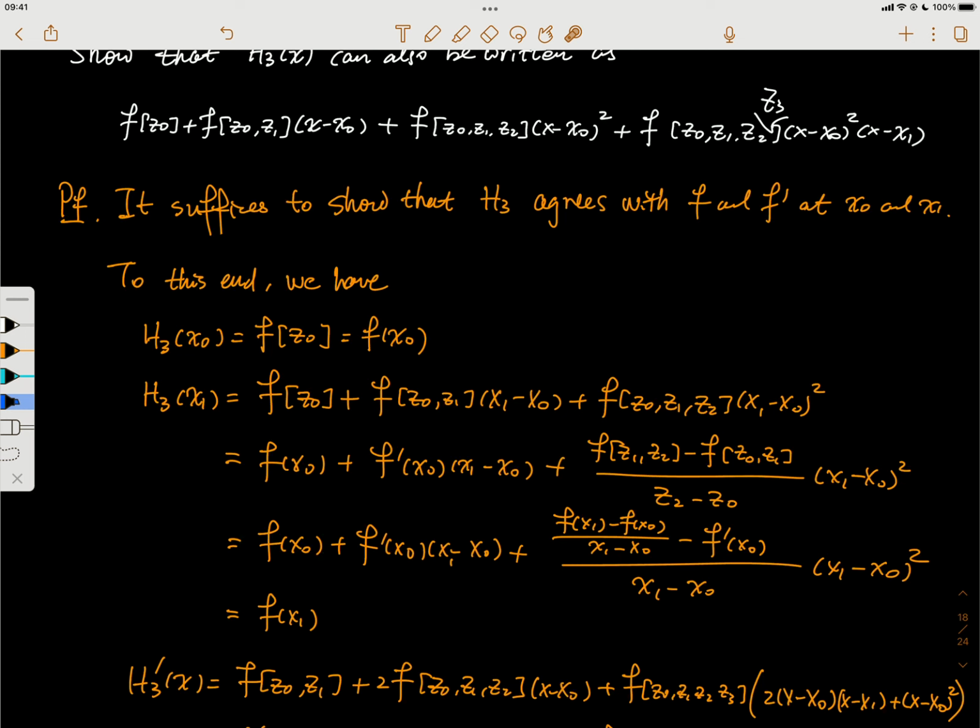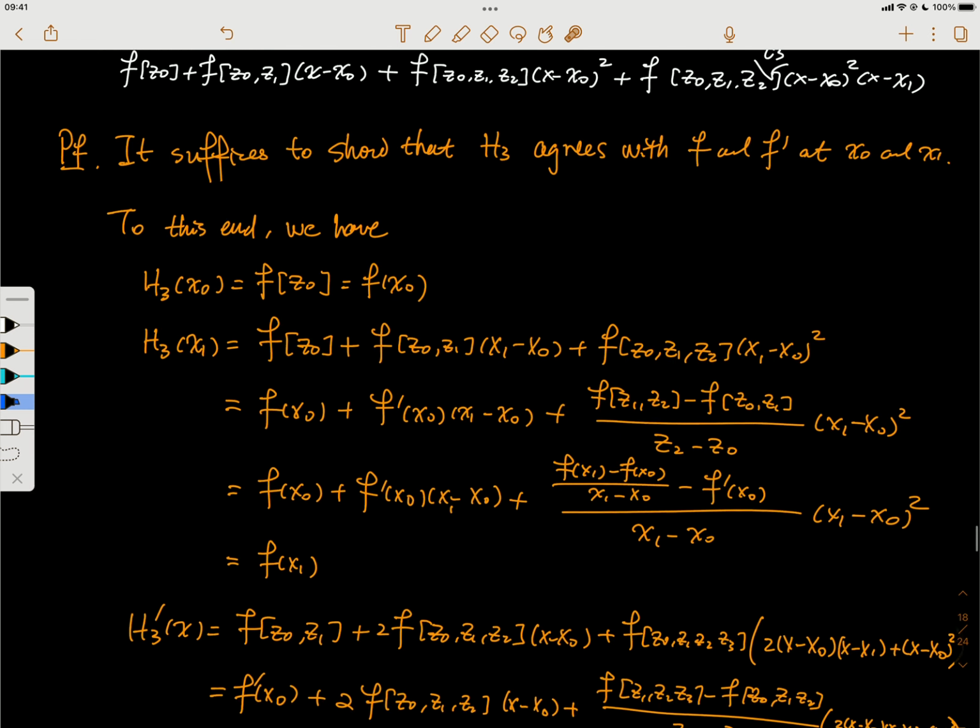And then we look at this part and this part, and you can see that they cancel. So that's why I only have f of x1 left. So this verifies that H3 actually agrees with the function value f at these two given points. Now we move on to the derivative.